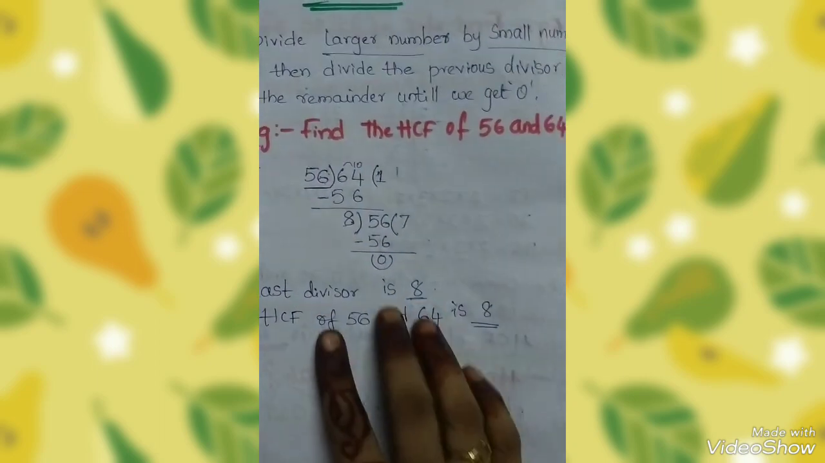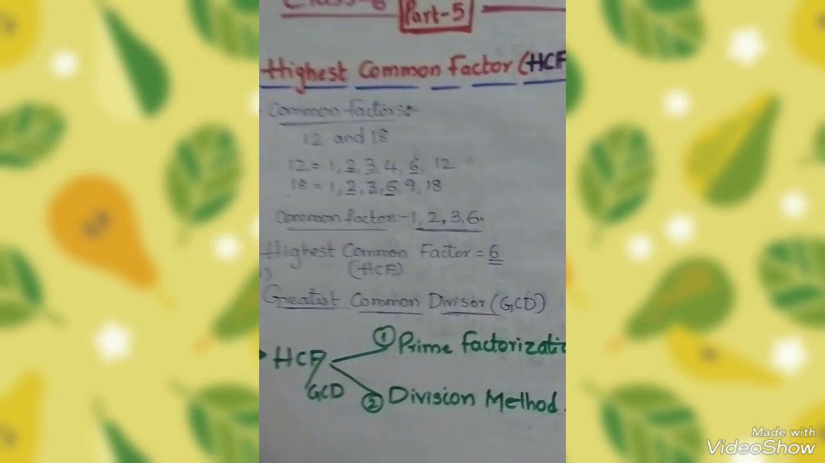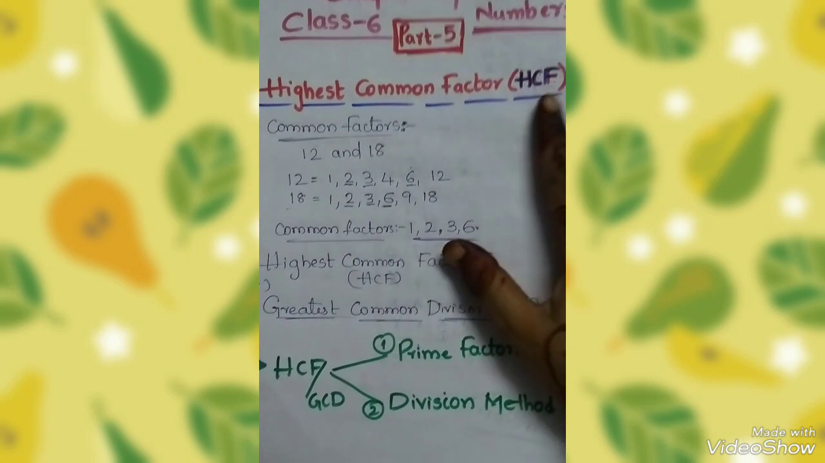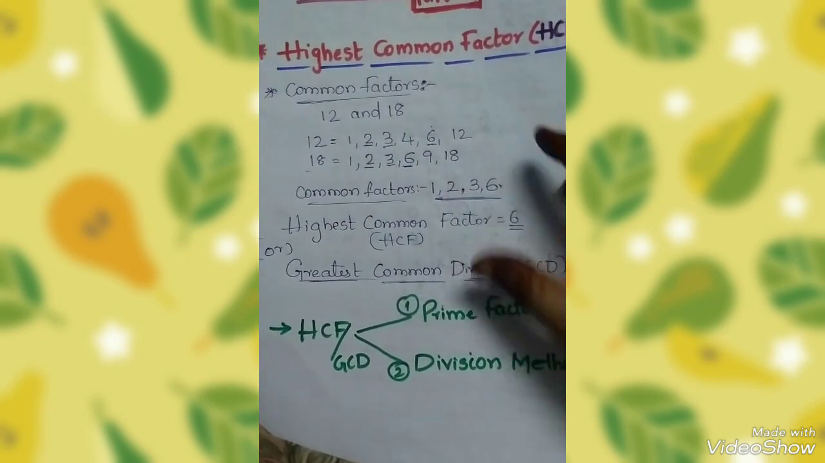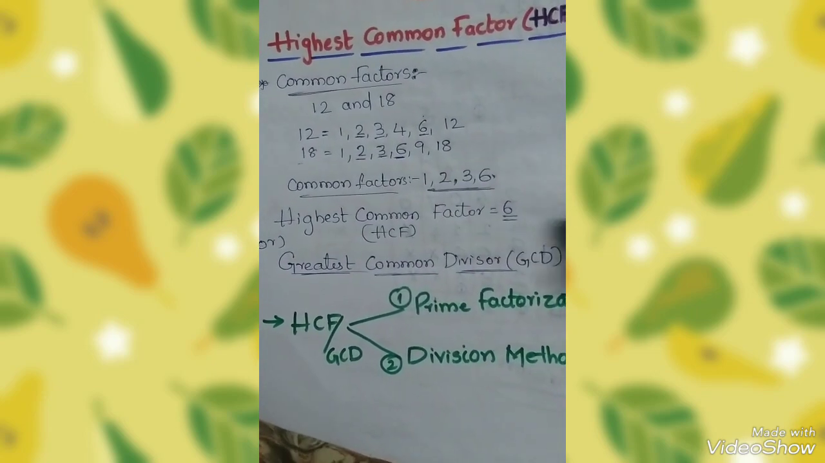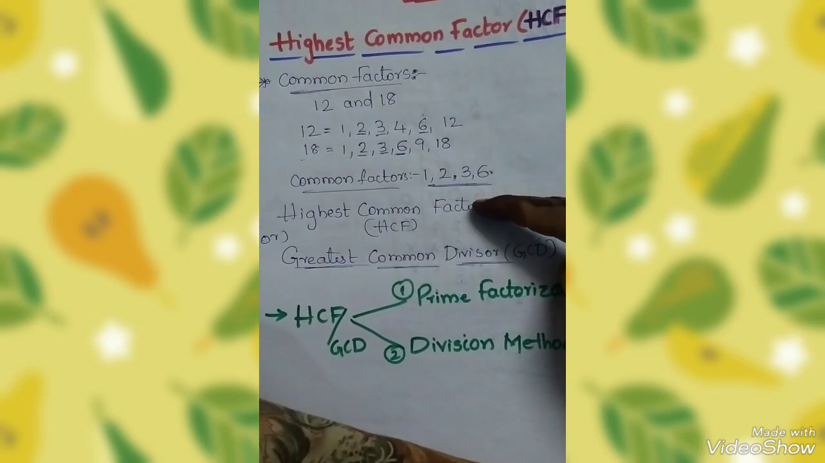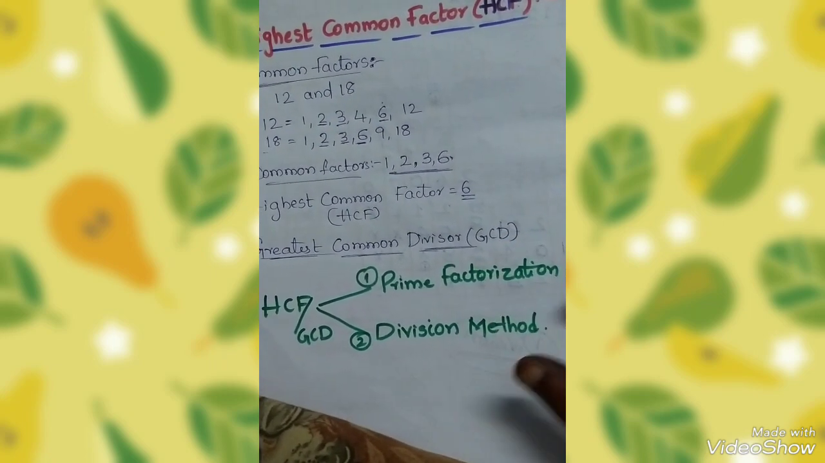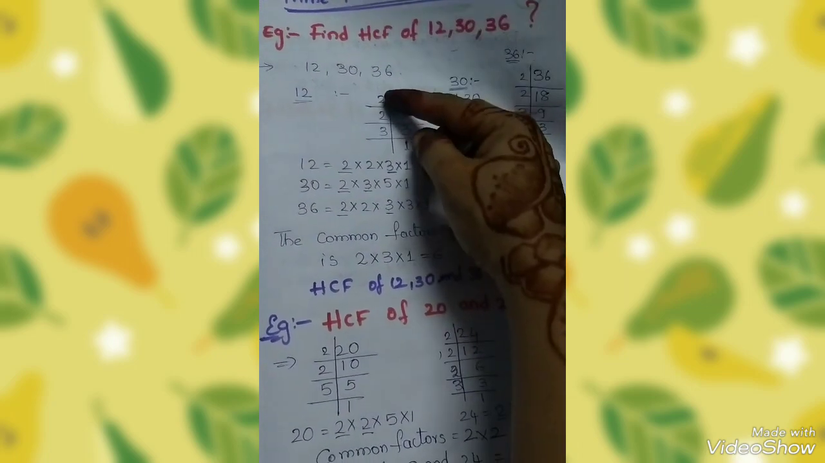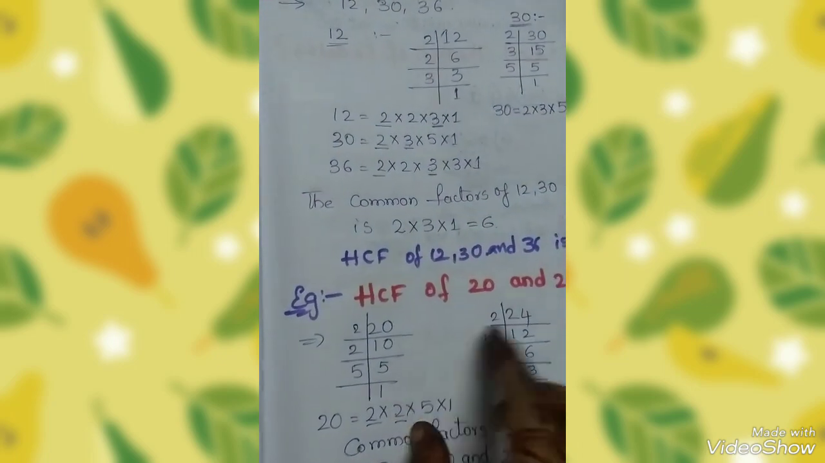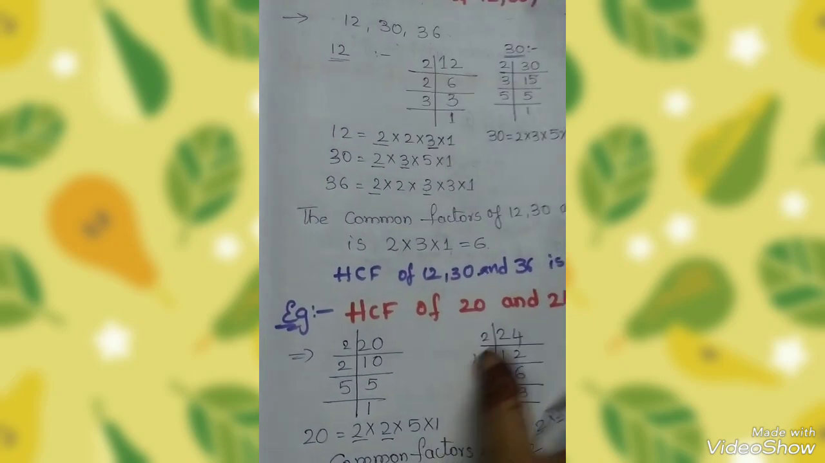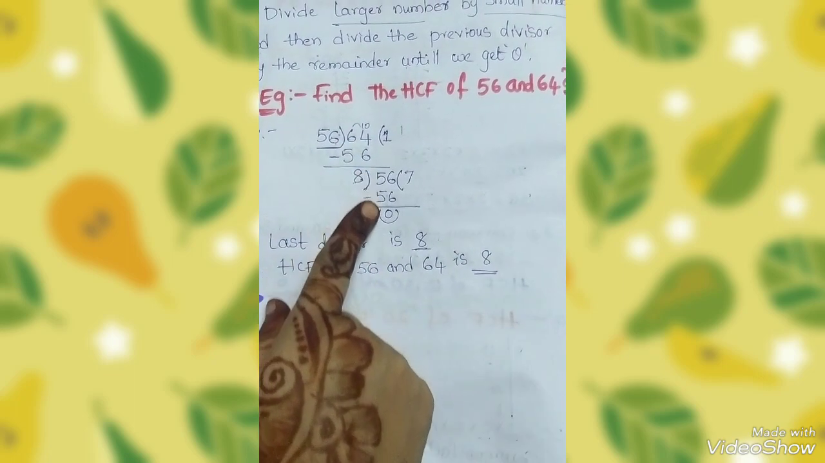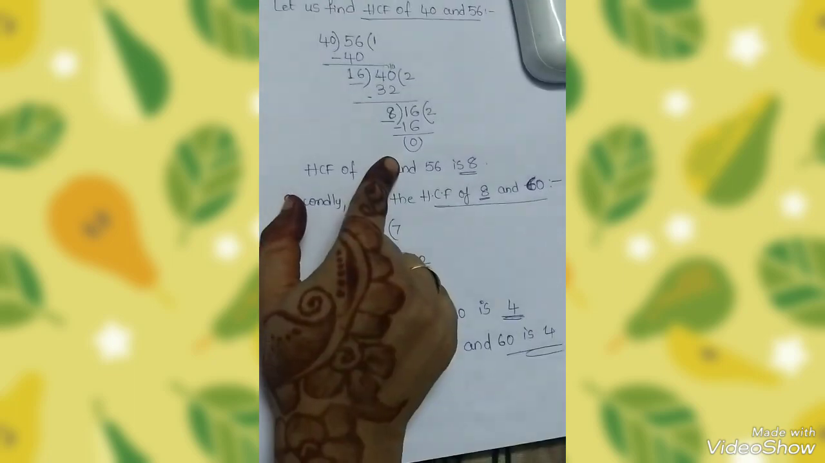In this video the topic is highest common factor, that is greatest common factor, HCF and GCD. HCF is also called GCD. There are two methods: prime factorization and division method. In prime factorization, we use only prime factors. In the division method, the process continues until we get 0.